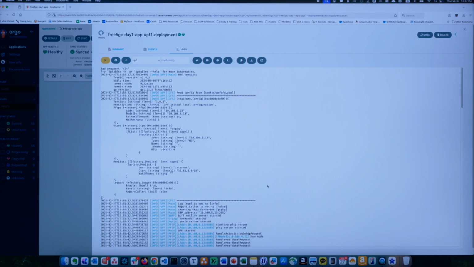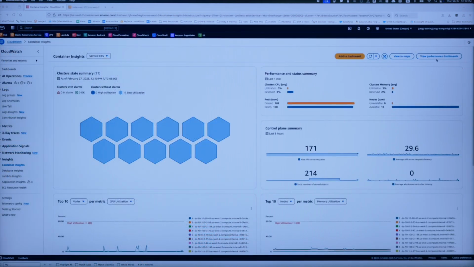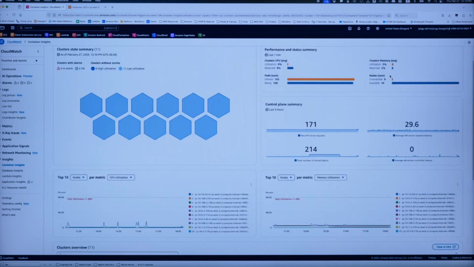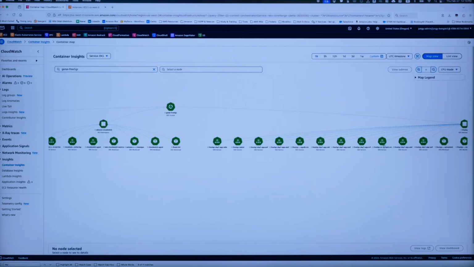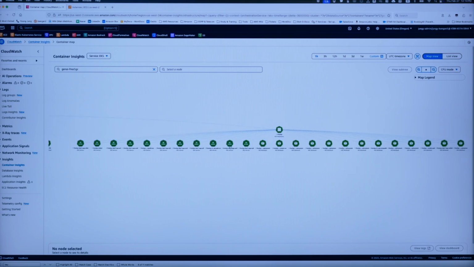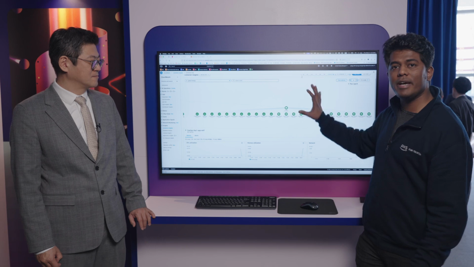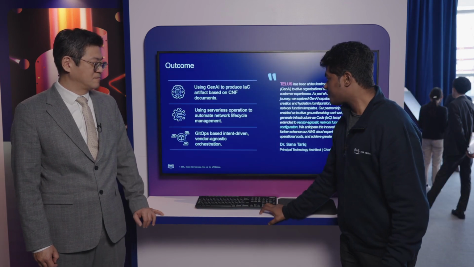Also, this is deeply integrated with all of our observability solutions, Amazon CloudWatch and so on. So all of the clusters and the Kubernetes infrastructure that was created as part of the AWS infrastructure creation can be visualized in a beautiful manner for all of the observability and monitoring requirements.